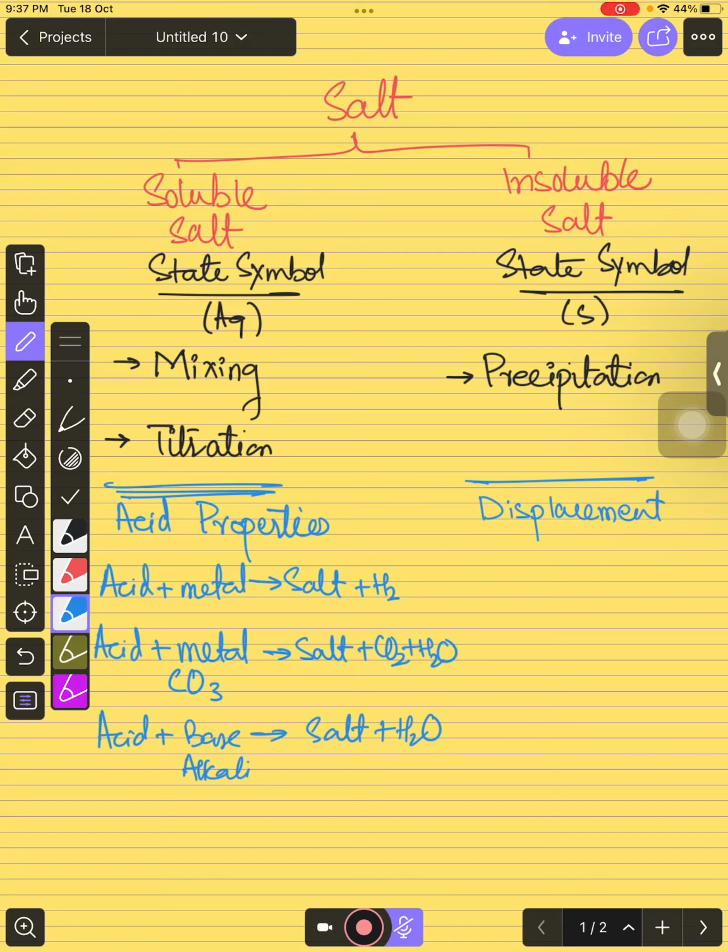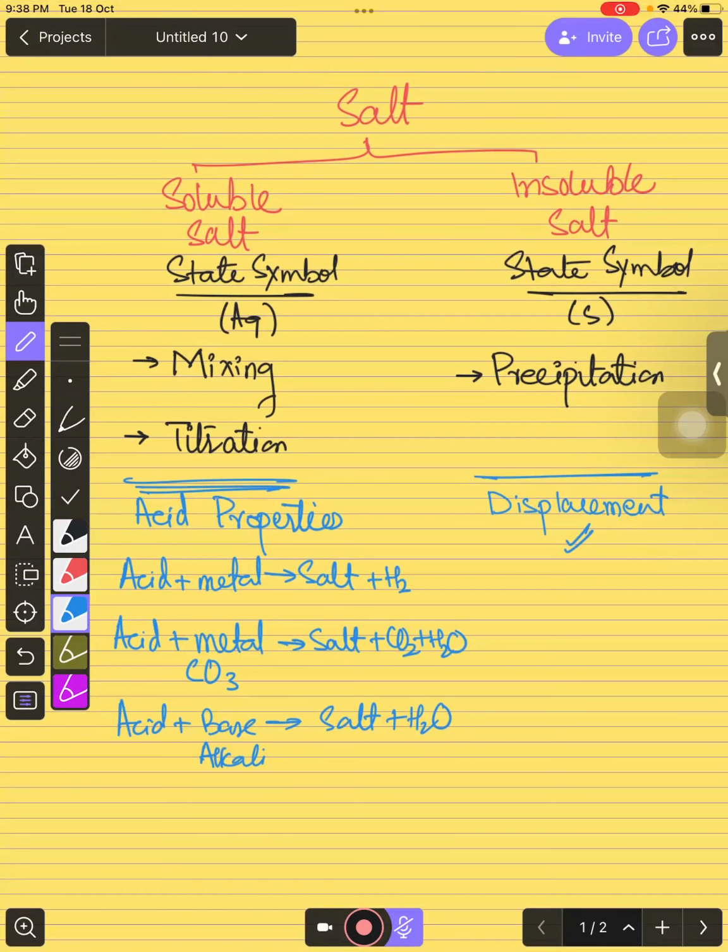We cannot use the acid properties in the formation of insoluble salts because the only useful reaction is the displacement reaction, right? So you can use salts over there. You can mix two salts over there. So this will be the displacement reaction. Just remember this, right? Is that clear, bacho?